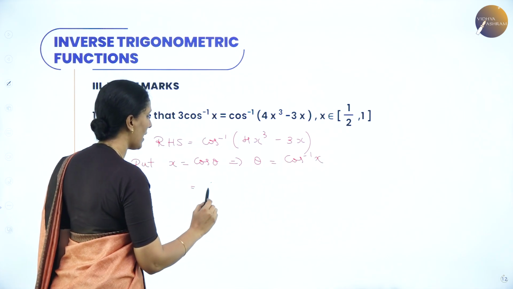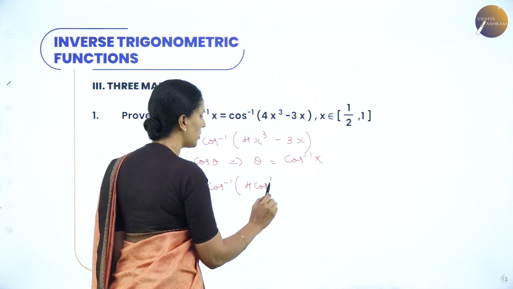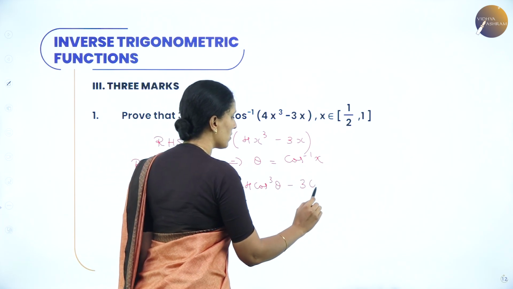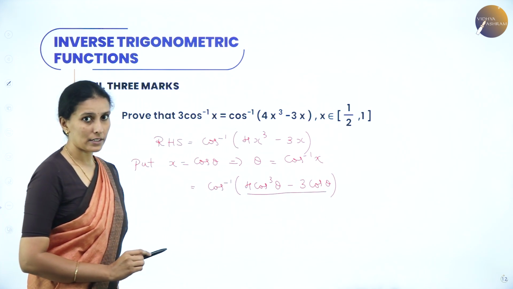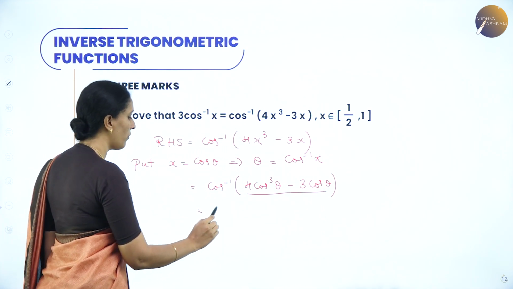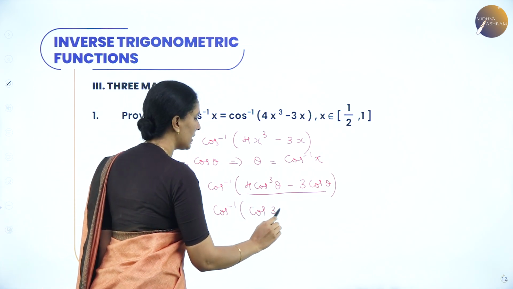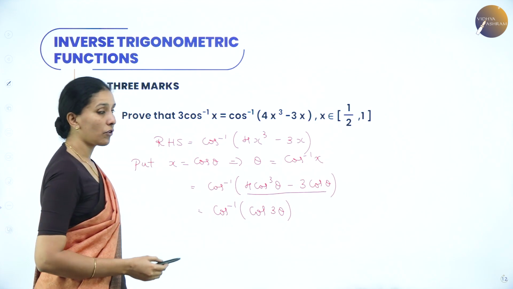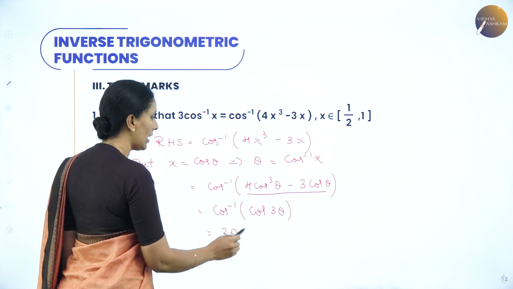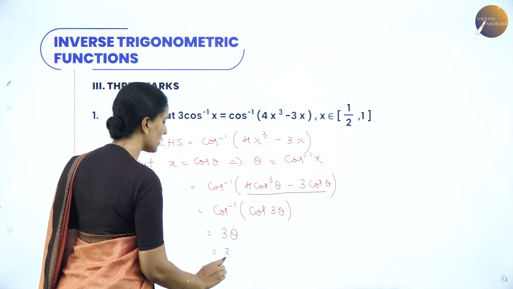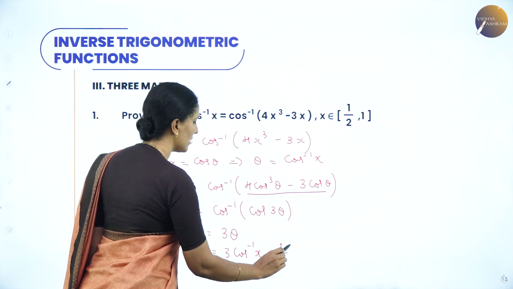Then here we have cos inverse of 4 cos cube theta minus 3 cos theta. Again, 4 cos cube theta minus 3 cos theta is a multiple angle formula of cos 3 theta. So, therefore, this becomes cos 3 theta. Now, cos inverse of cos 3 theta can be written as 3 theta, and theta can be written as cos inverse x. So, we will get 3 cos inverse x, that is the left hand side.